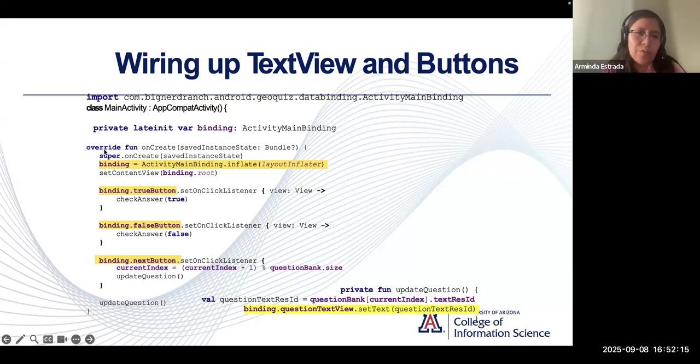Now in this override function, as I mentioned before, we're declaring binding equal to activity main binding so that we can bind things from the main activity XML file. Then we do dot inflate and layout inflater. When we do the binding, for each one of the buttons, we call binding dot, and then whatever that button is, and then we do the set on click listener.